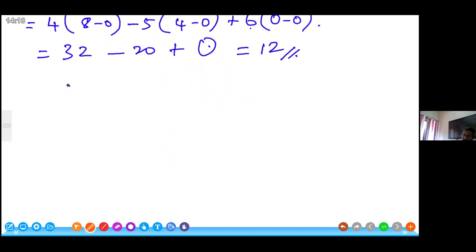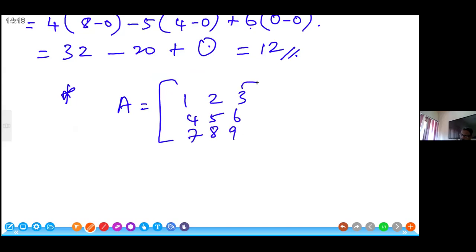Right. Try this one. Find out the determinant of that.